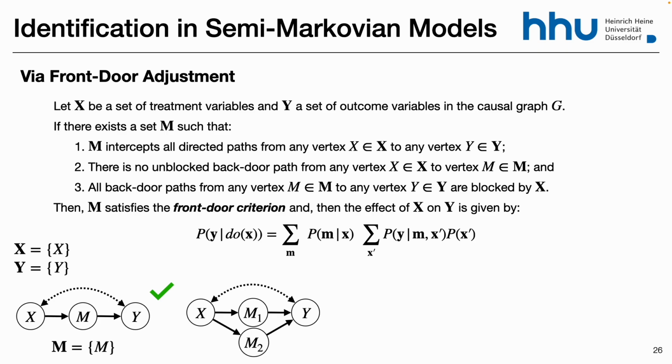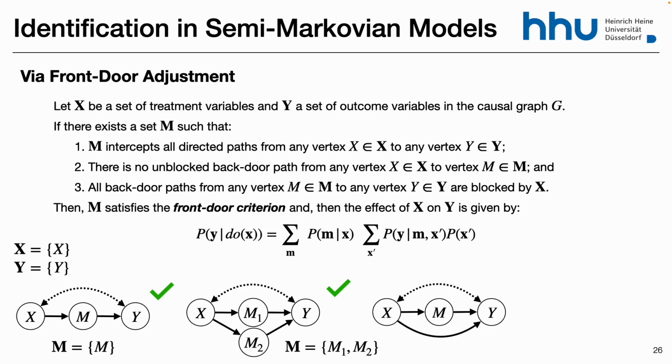Now we need to check the second condition. All paths between X and the variables in M, so the first edge, X and M1, and the second edge, X and M2, these are two paths, and there's no unblocked backdoor path between them. So this one here is blocked, the other one is blocked. And the third condition is asking that the backdoor paths from variables in M to Y can all be blocked by conditioning on X. So this is the same for M1 and M2. So the set M in this case is going to be M1 and M2. What about this?